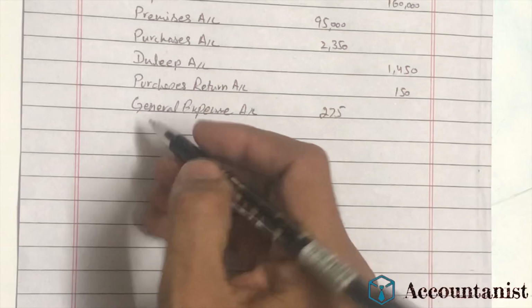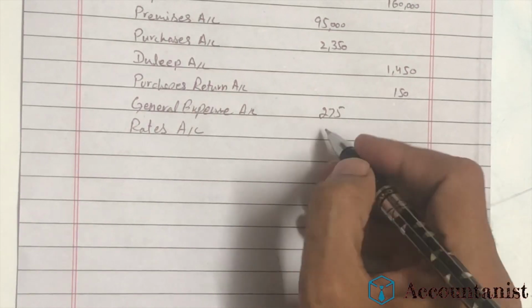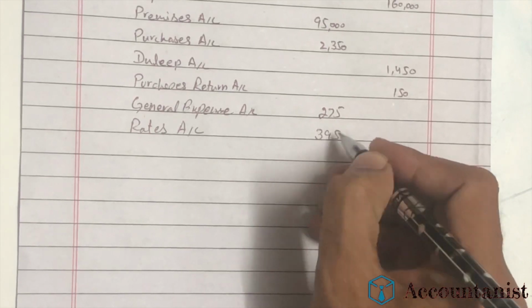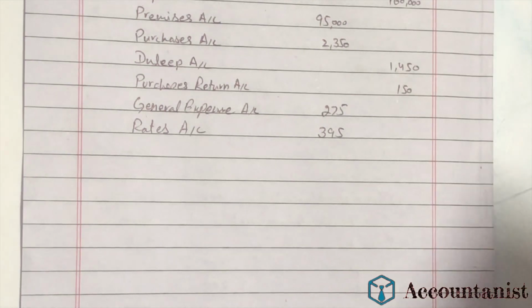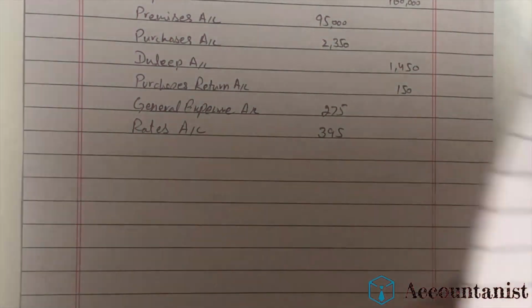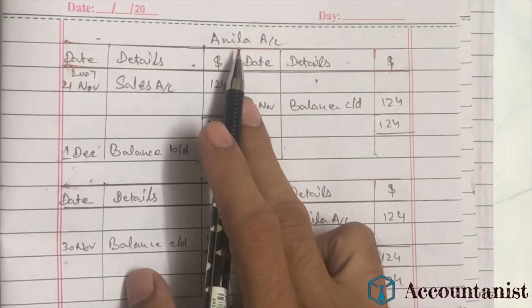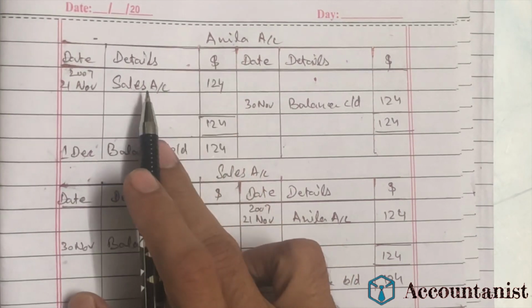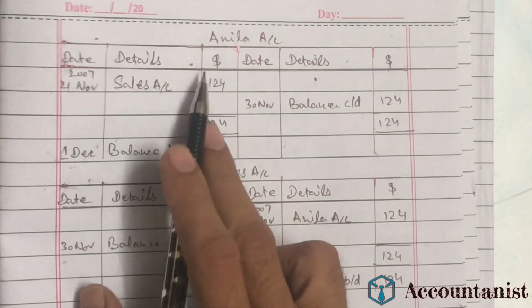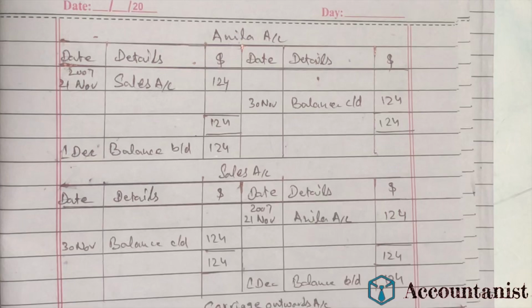So we'll write down here rates account with the debit balance of 395. Now we'll move on to the account of Anila. That's the next account that we had in our question. So Anila account, it has a debit balance of 124. It's our customer's account that has a trade receivable. We made sales to Anila, so the trade receivables comes on debit side. That's why it has a debit balance.